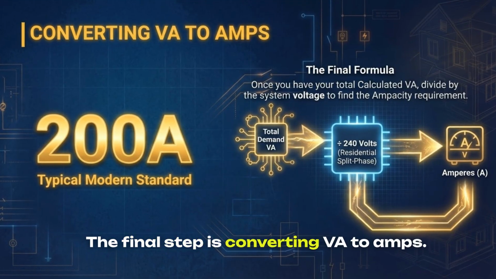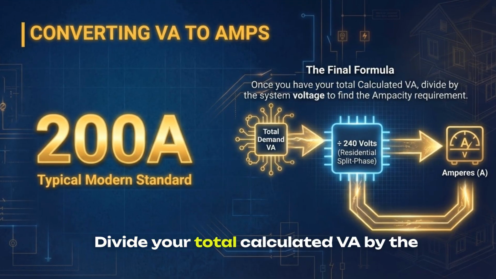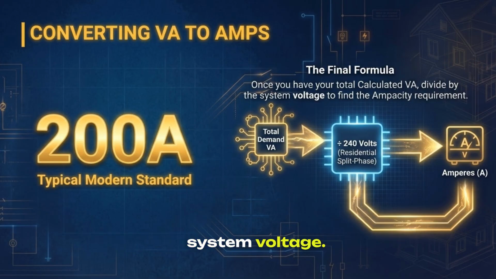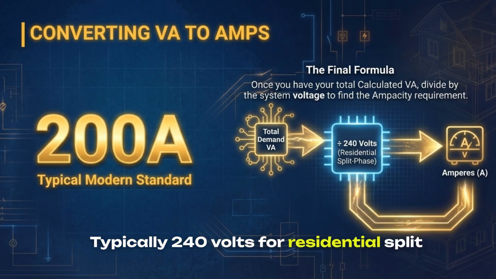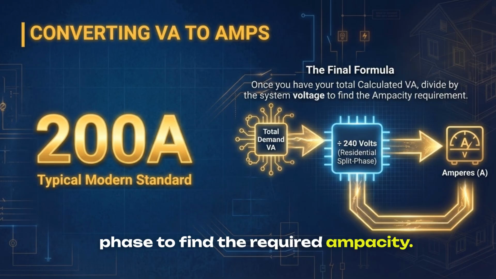The final step is converting VA to amps. Divide your total calculated VA by the system voltage, typically 240 volts for residential split phase, to find the required ampacity. 200 amps is the typical modern standard.